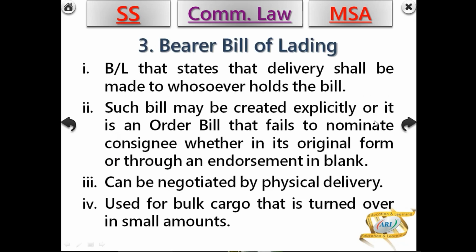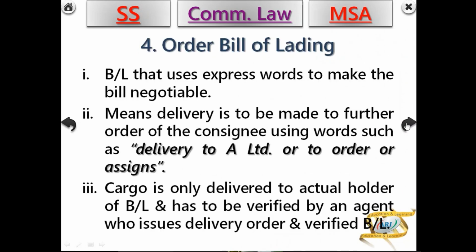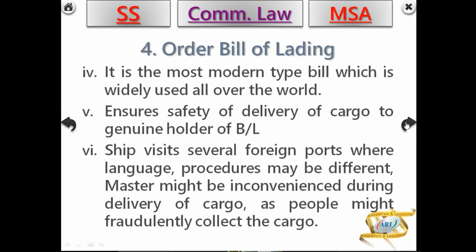Then the third type is the bearer bill of lading, which is very common in the case of bulk cargo and tanker trade. Order bill of lading uses the word "order" to make the bill negotiable, meaning delivery is to be made to a further order of the consignee, using the words "delivery to A Limited or to order or to assign." It is always endorsed. These are the few terms that you will have to go through and memorize. All the details are there.